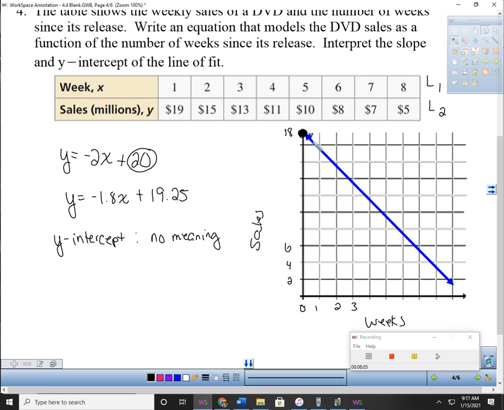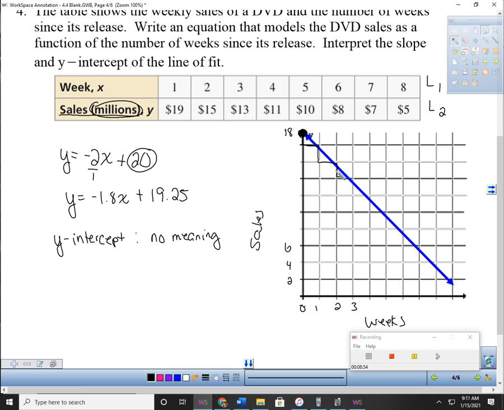All right, let's talk about the slope. So the slope is -2, right? Now remember, you're talking about sales in millions, correct? So what does that slope mean? It's going down to what? To $2 million. How often? Over 1, which is each week, right? So I lose 2 million, lose 2 million, lose 2 million.